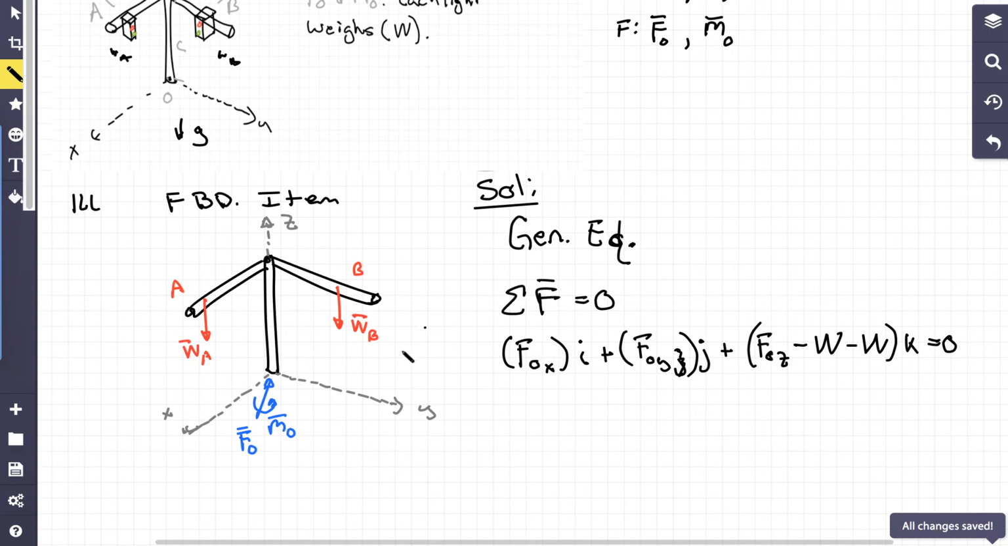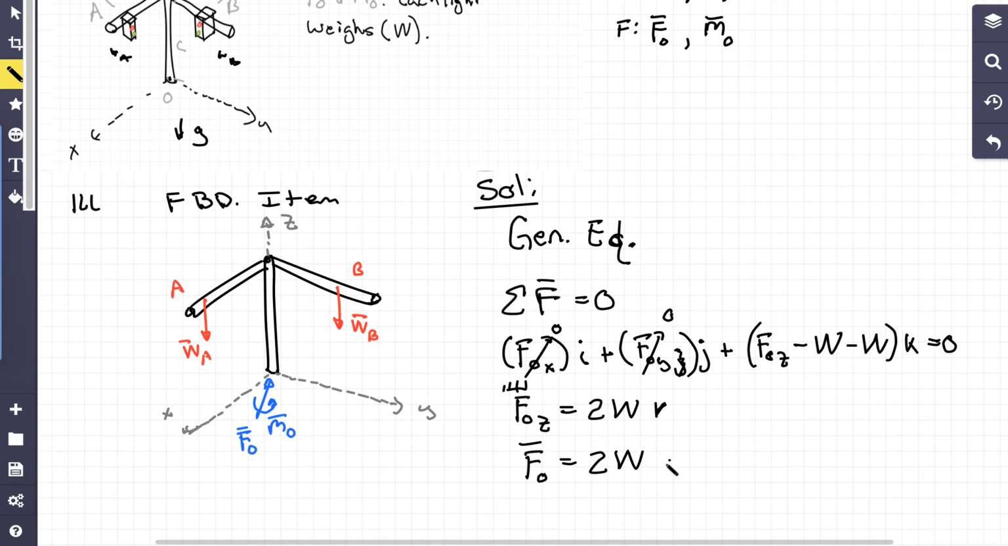So right off the bat, we know that this force in x is 0 and this force in y is 0. Now that's saying that the force Foz is equal to 2W. That's the component. If you wanted to put it in vector form, the force at O in vector form is equal to 2W k. And that's the direction, so it's going to be pointing straight up.